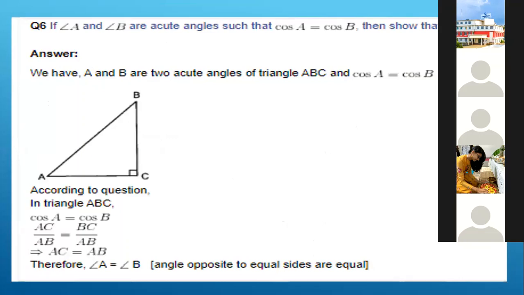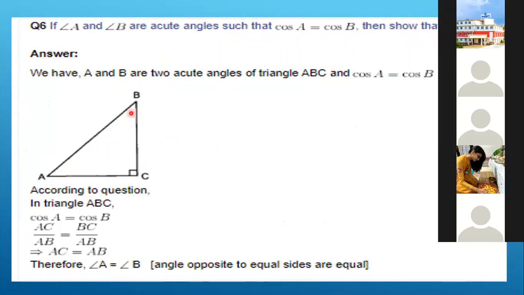Question number 6. If angle A and angle B are acute angles such that cos A is equal to cos B. So here they're telling angle A and angle B. We know that one angle is a right angle, which means the remaining 2 angles will be acute angles. So they are telling cos A and cos B are equal. So we need to show that angle A is equal to angle B.